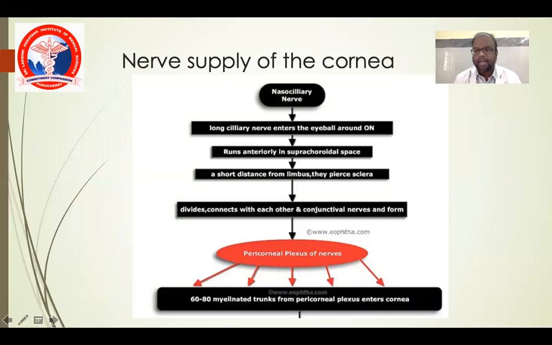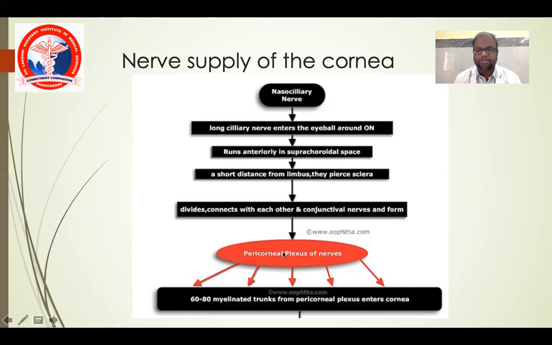Now, coming to the nerve supply of the cornea. The cornea is an avascular structure, but it is rich in nerve supply. It is highly sensitive. The nerve supply of the cornea arises from the nasociliary nerve. The nasociliary nerve gives a branch, the long ciliary nerve, which enters the eyeball around the optic nerve. It runs anteriorly in the suprachoroidal space. For a short distance from the limbus, they pierce the sclera. They divide and connect with each other and the conjunctival nerves. So around the limbus, these nerves divide, connect, and form a plexus. That plexus is called the pericorneal nerve plexus.